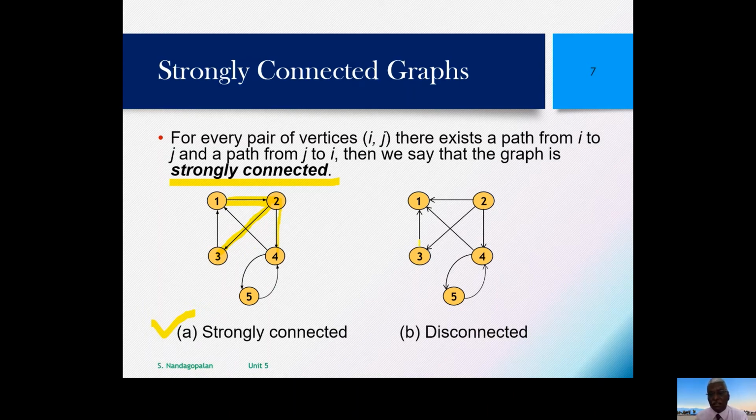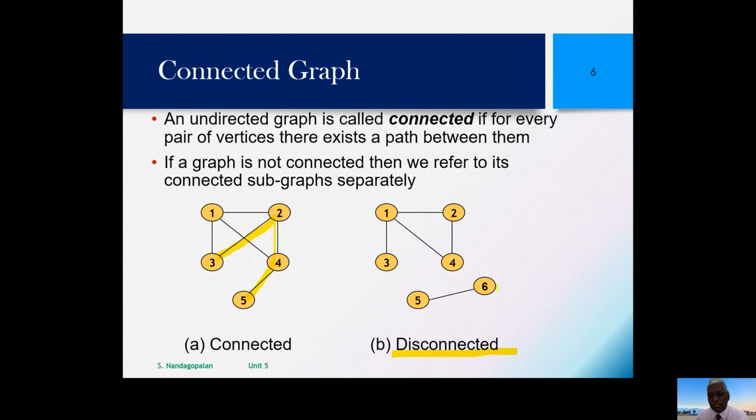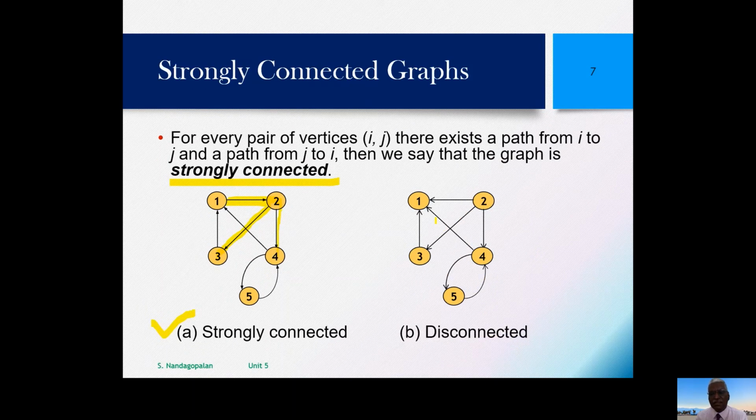Now here it may not show as a separate entity like this, 5 and 6 separate. But if I cannot travel from I to J and J to I, for example, from I, let's say 1, I cannot travel to 2. So this may be I'll just select the pen.